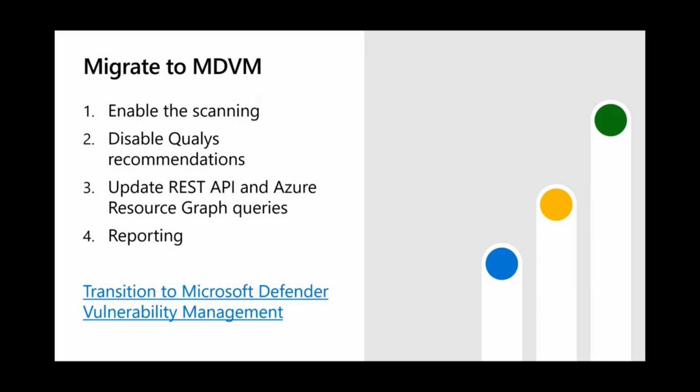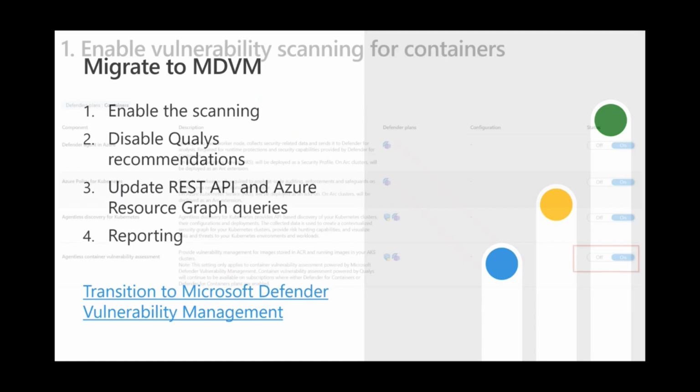And if you're using any REST API or Azure Resource Graph queries, you would need to update that to reflect the latest MDVM recommendations. And we do have a container security workbook that shows you the results for both scanners and also allows you to see additional examples of Azure Resource Graph queries. And I've included a link to our public documentation here that shows you how you can transition to MDVM using these 4 different steps. So taking a closer look here at what this includes.